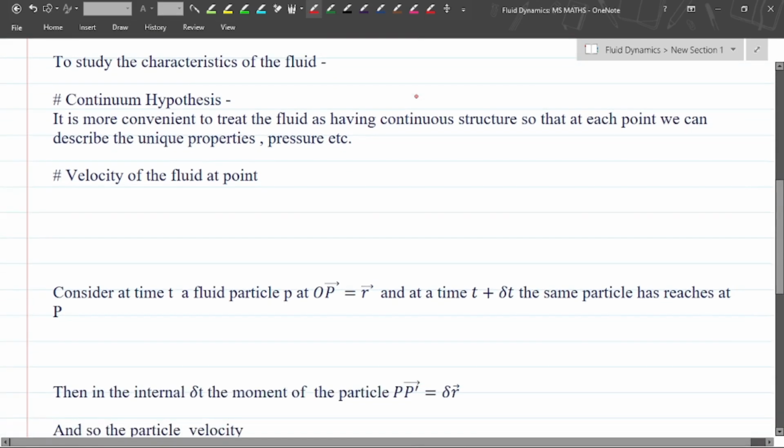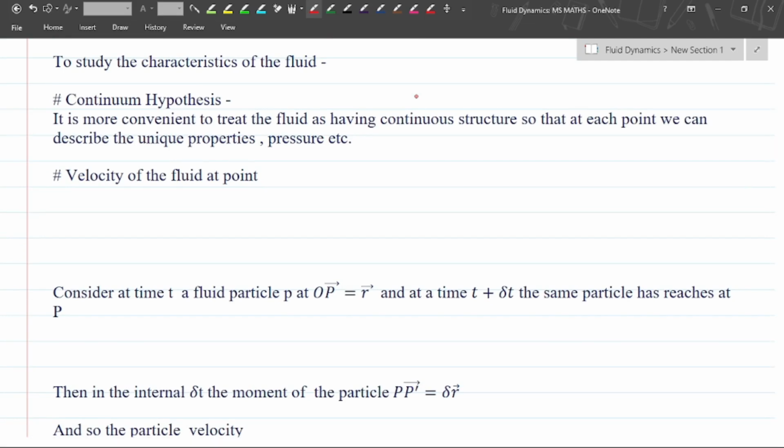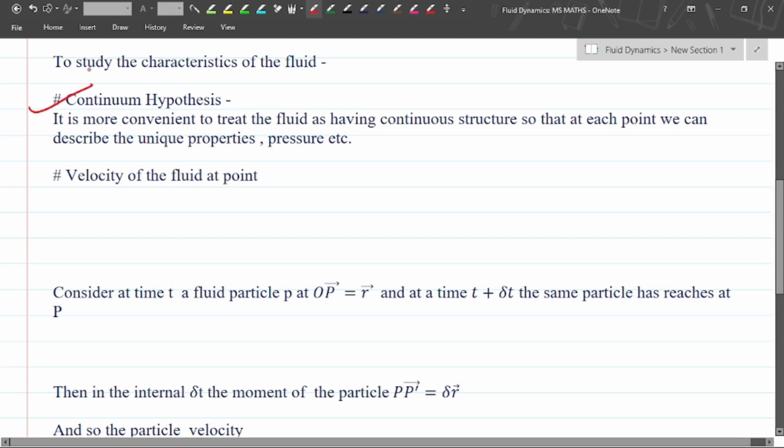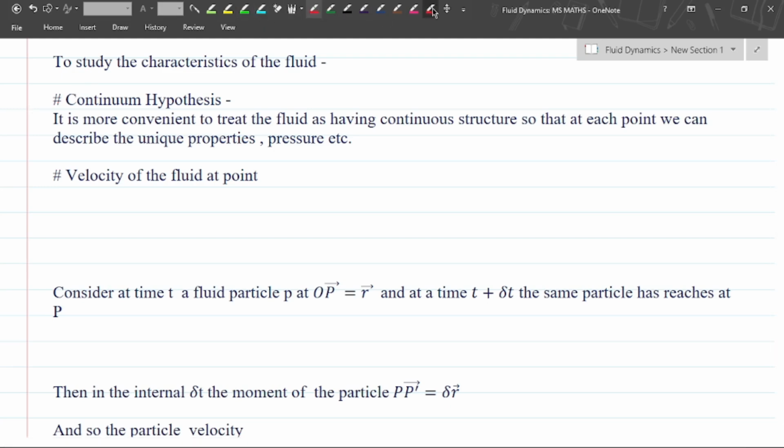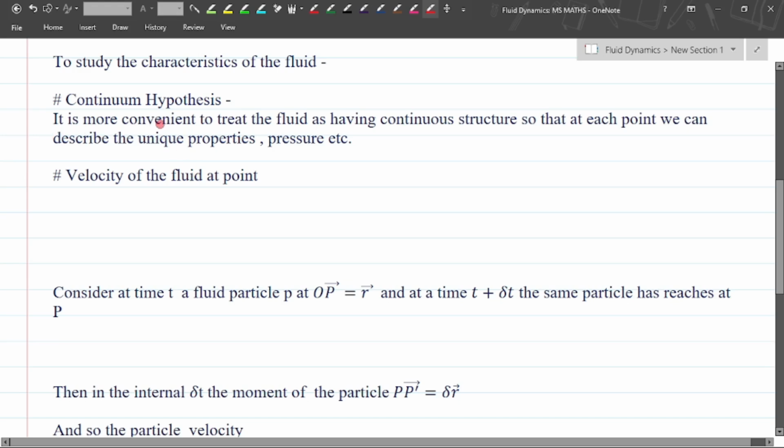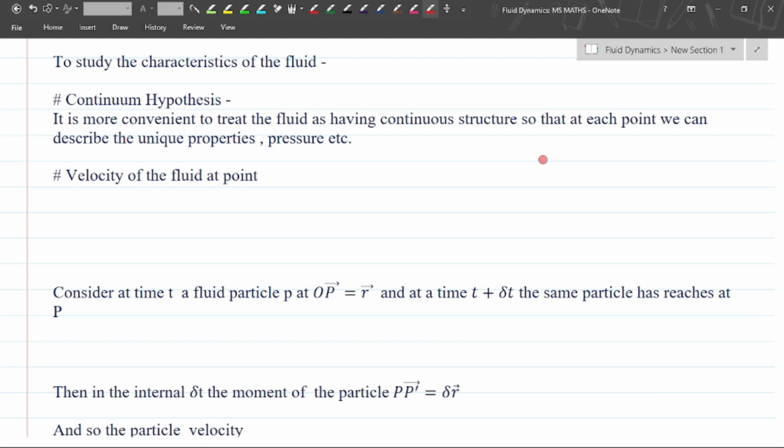To study the characteristics of the fluid, we should have an idea about some concepts. That is the continuum hypothesis. So what is the continuum hypothesis? The continuum hypothesis basically says that it is more convenient to treat the fluid as having a continuous structure. You know very well, if you have water in a container, you will see a continuous pattern in the container.